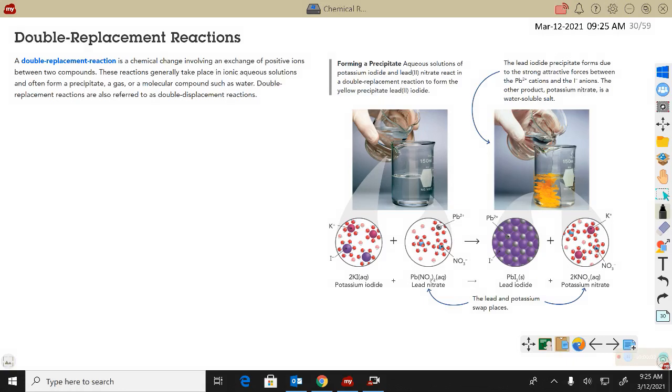We are on to our fourth type of reaction. We had the combination or synthesis reaction, the decomposition, the single replacement, and now the double replacement. Double replacements often involve an exchange of positive ions between two compounds. It is like a double switch or a double replacement.